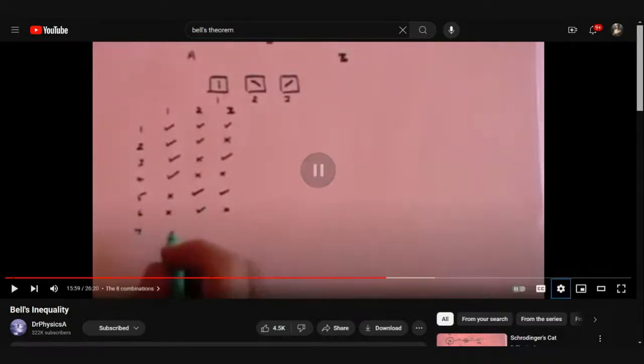The seventh possibility... There's a much faster way of doing a truth table. Jesus.